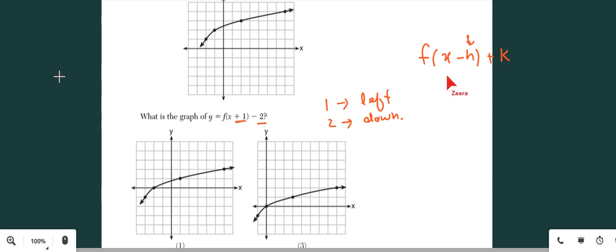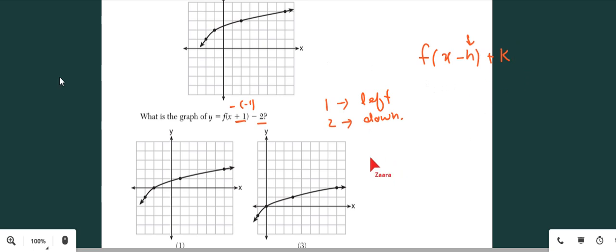And then if it is positive k, you will move the function upward. If it is negative k, you will move the function downward. So right now the h is 1, it is basically negative 1, that indicates we have to move it left. And k is negative 2, that means we have to move it 2 units downward.